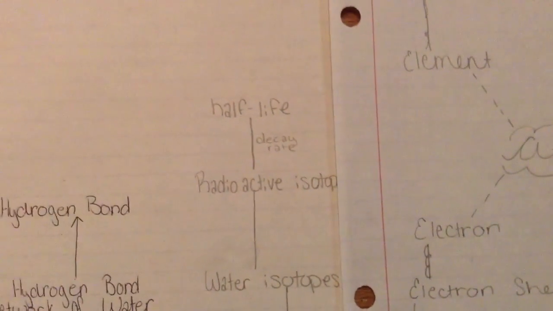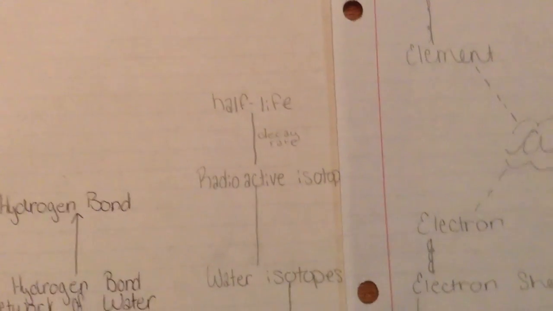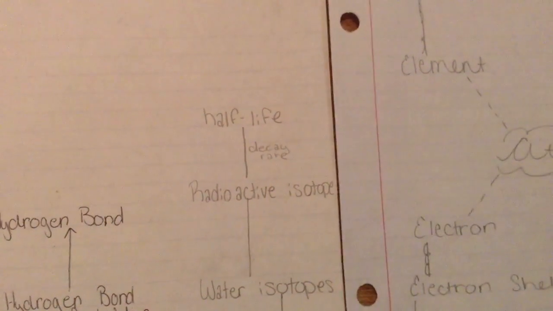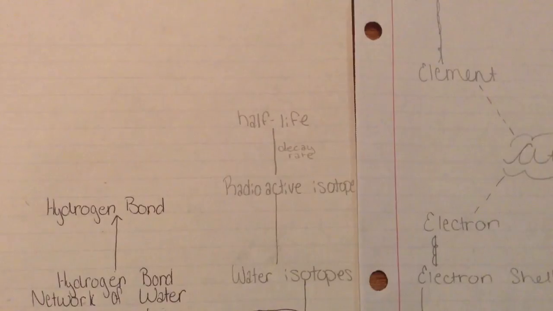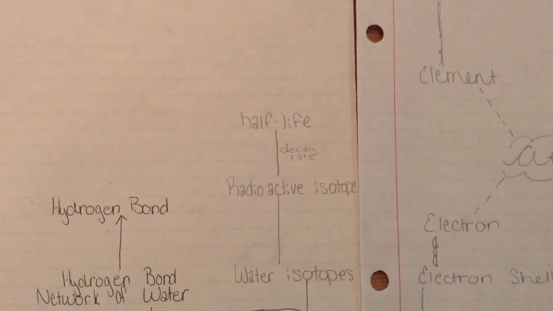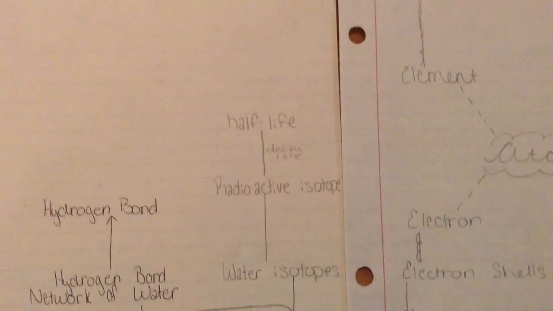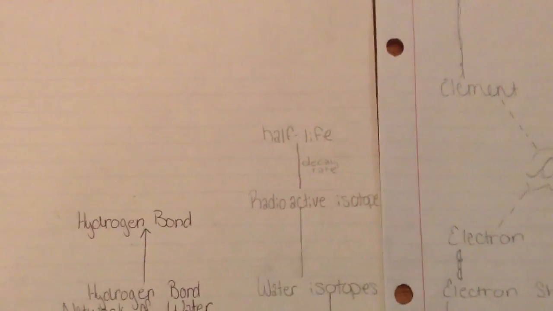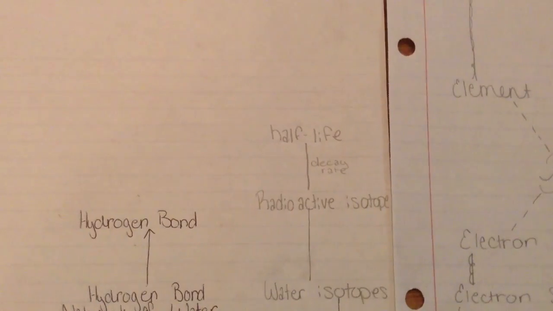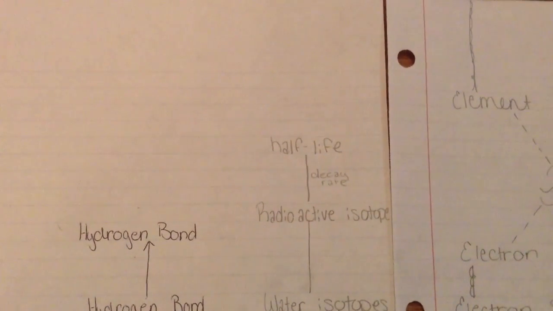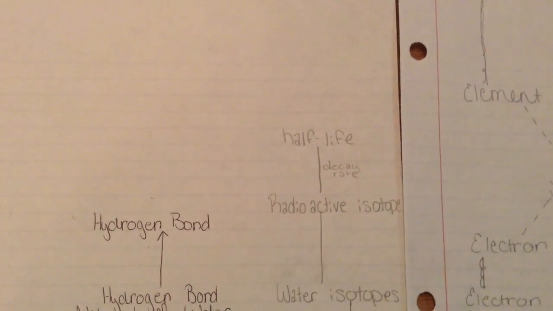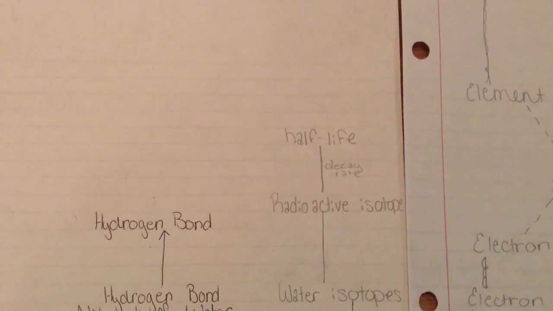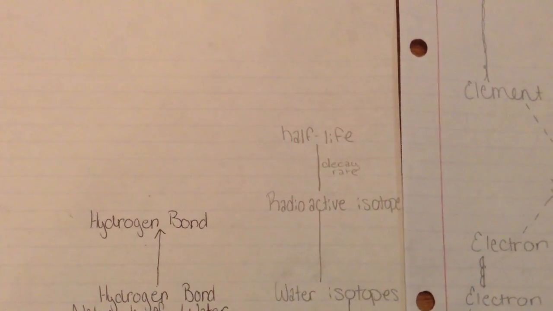Then connected to water isotopes are radioactive isotopes, and it's the same idea of an isotope, except these will decay, and while they decay, they spit off radiation. They're radioactive, and they decay in a half-life. And that's the rate. And so if the half-life is 1 hour, 1 hour later, the isotope will have decayed by half. And then an hour later, it will now be at 25% of the original amount.